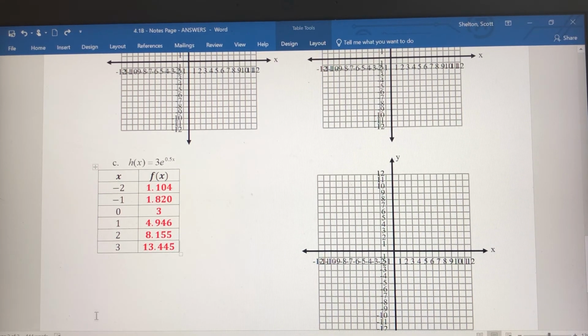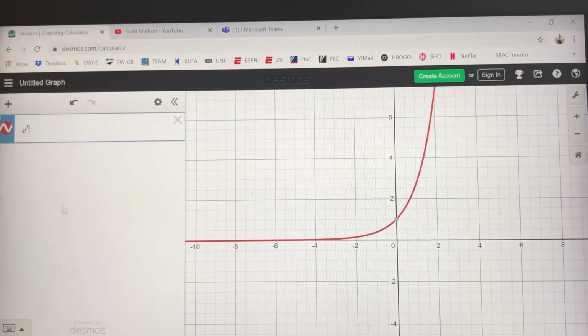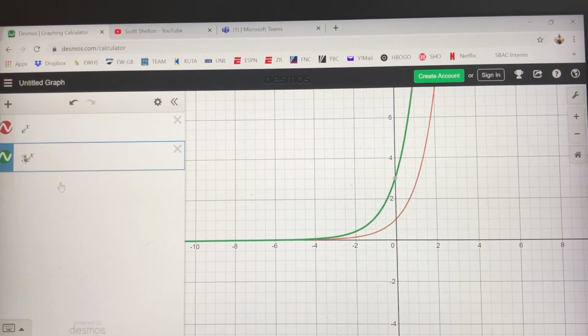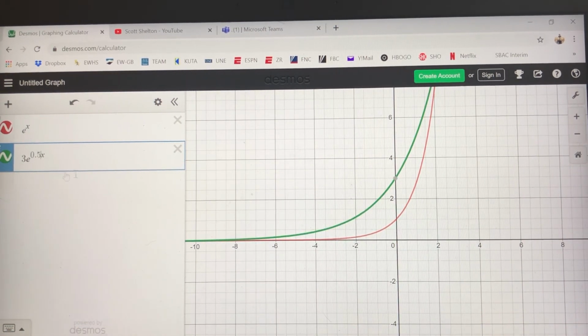All right, so let's look at that one. The graph was 3 times e to the 0.5x. And if we were to plot these points that we just had in our table of values, you would end up with this green graph here. So that's how you graph exponential functions with a base of e.